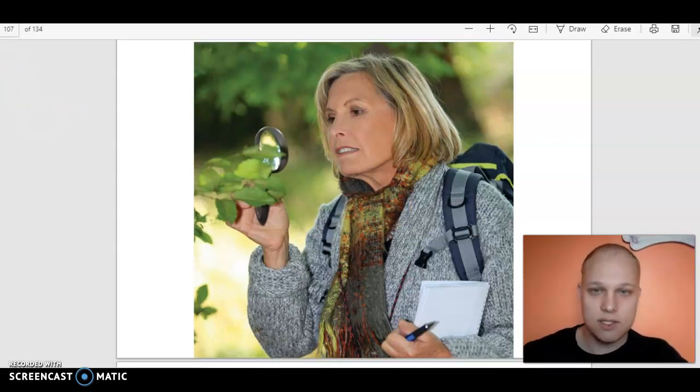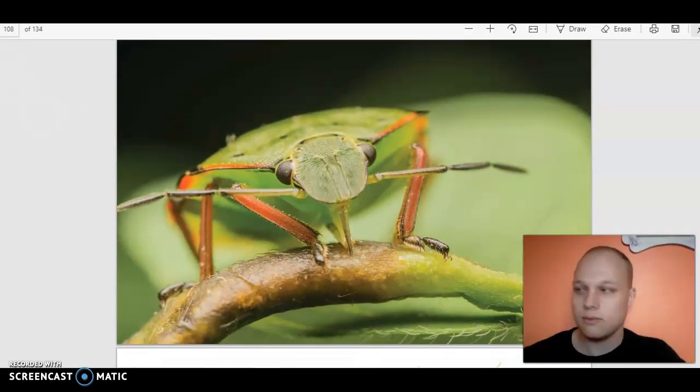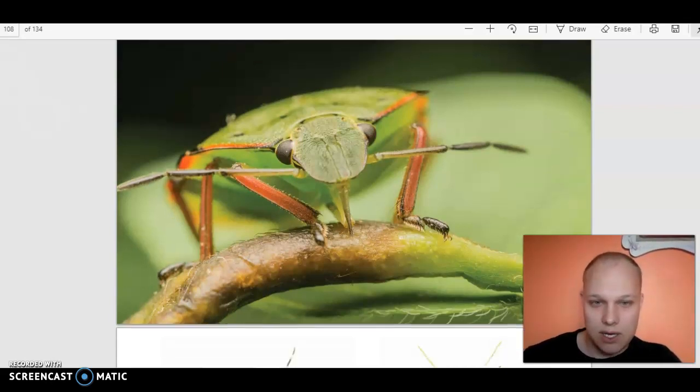So not all insects are bugs. Scientists identify true bugs as insects with beak-like mouths. These piercing, sucking mouthparts allow the insect to pierce the leaf or stem of a plant and suck out the plant juices inside. So that's a shield bug, sucking sap from a plant. You can see its beak going down into the plant.